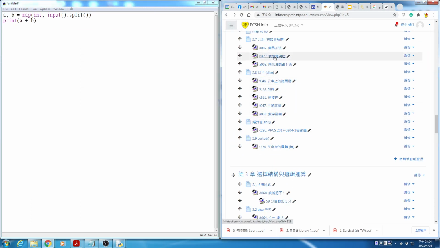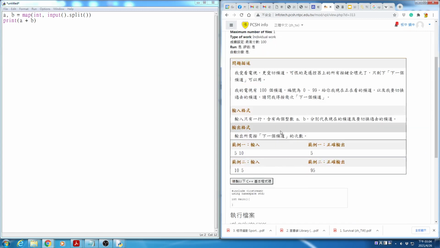The next one is this. Okay, I'm a couch potato and I love to switch the channel, but it is very, very annoying that all the keys on the remote are broken, every single one of them, except for next channel. There is only 1 button that is working on this remote.